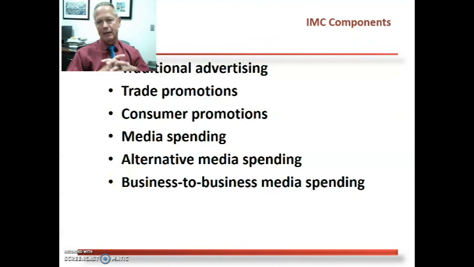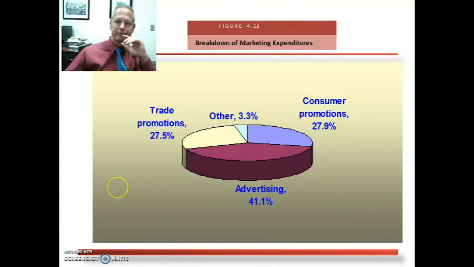So your IMC components, we talked about that. We're going to get into it very heavily as we get into implementation, etc. You've got traditional advertising, which is television, radio, newspaper, direct mail, magazine, billboard, and I'm missing one. I can't remember the other one. You got trade promotions, which is mostly B2B, which is trade shows and also trade magazines. Consumer promotions, those consumer promotions can be sales promotions. Media spending, alternative media, and business-to-business media spending.